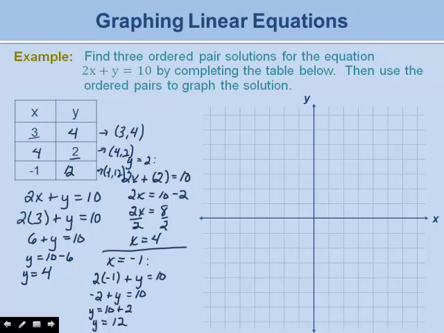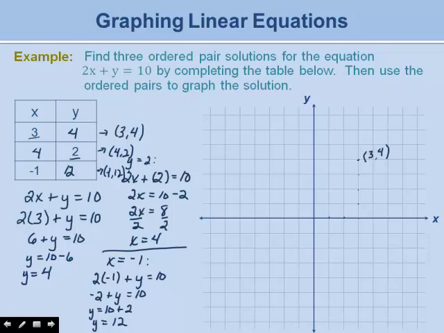Now let's plot our points, and remember that the x is left or right and the y's are up and down. So for the point 3, 4, we're going to go to the right 3 on our graph and then up 4. And there's our point. And let's go ahead and label that so that we know what we have.